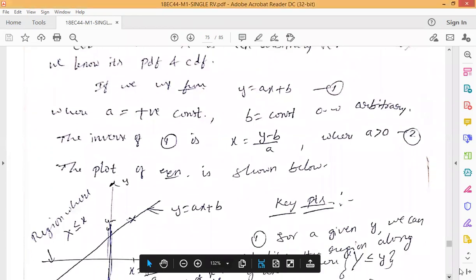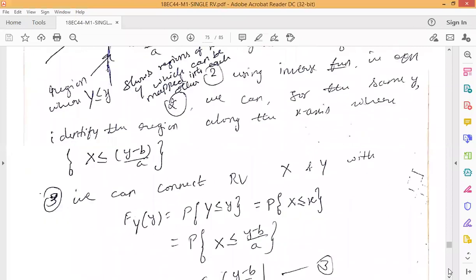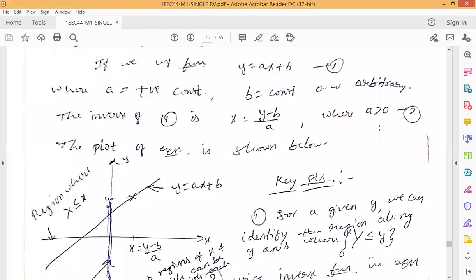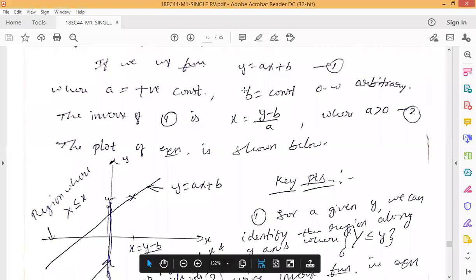In this example, we are going to consider the transformation function y is equal to ax plus b. In the beginning, I told that we are going to assume that the inverse process of the transformation function will be known. So here we are going to write the inverse function of this equation 1.